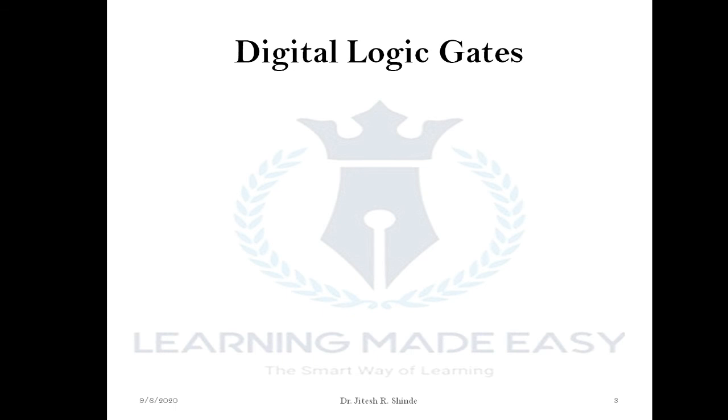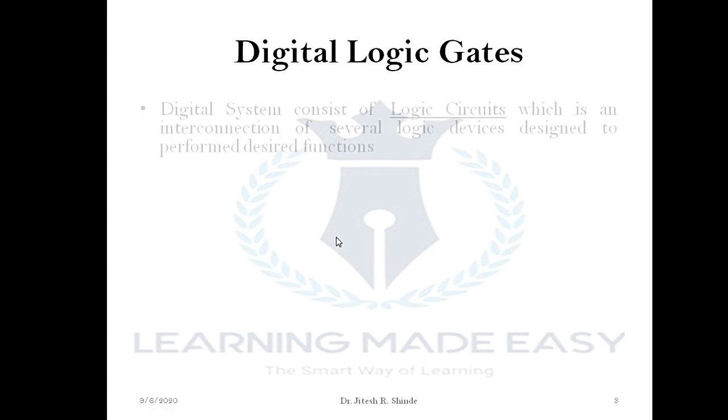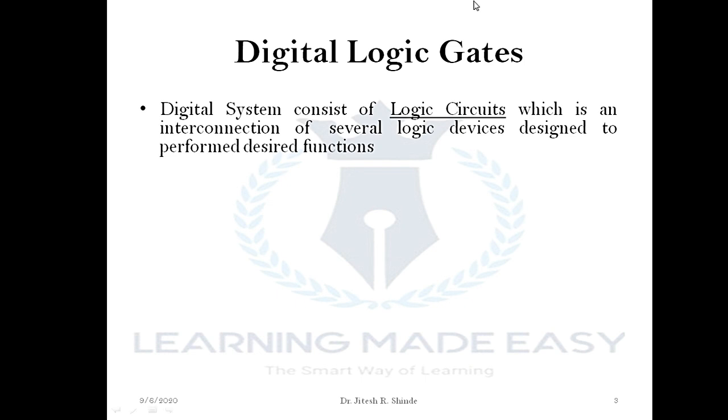Let us first study what is a digital system. A digital system consists of logic circuits. Logic circuits can be logic gates, consisting of AND gate, OR gate, NOT gate, XOR and so on, as well as the memory elements, which is an interconnection of several logic devices designed to perform desired functions. Digital logic circuits are classified into two groups: combinational logic circuit and sequential logic circuit.